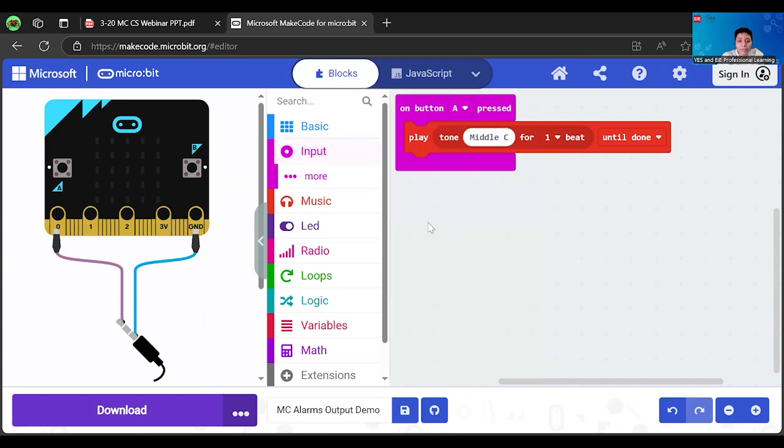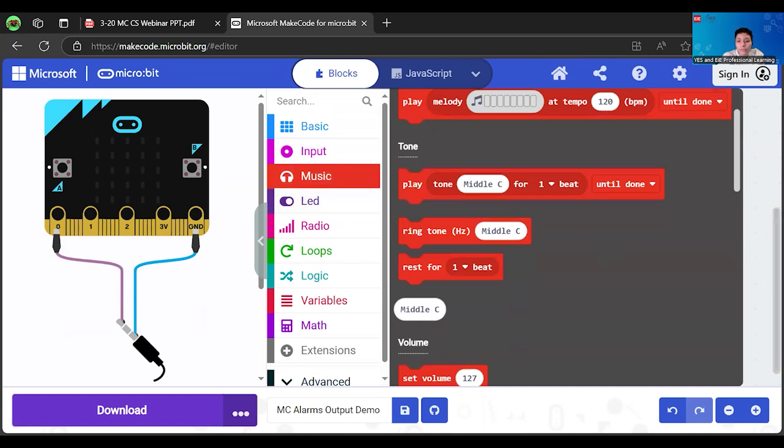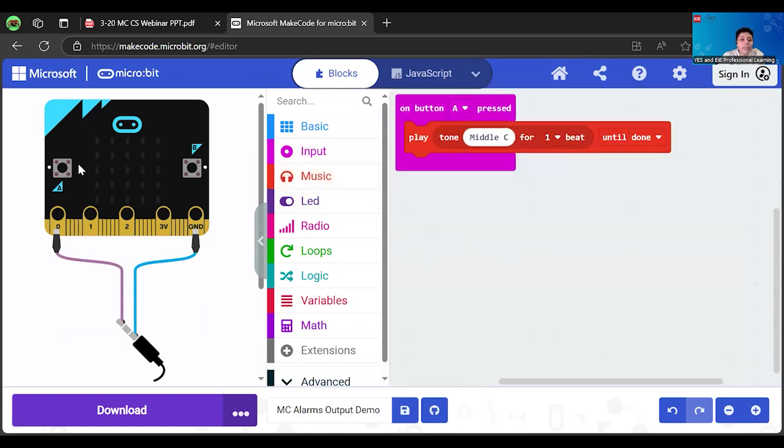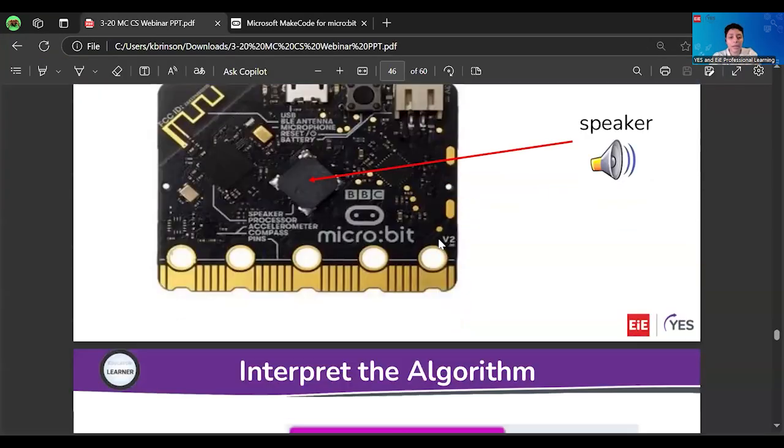You can change it to whatever button you would like. And then this play tone is actually just in the music. If you scroll down, play tone, middle C for 1 beat until it's done. So at this point, it'll play us a little note. And students are asked again, what is the input here? What is the output? Our input is the button A, and our output is the sound. So this might be useful for us in our med cooler alarms.